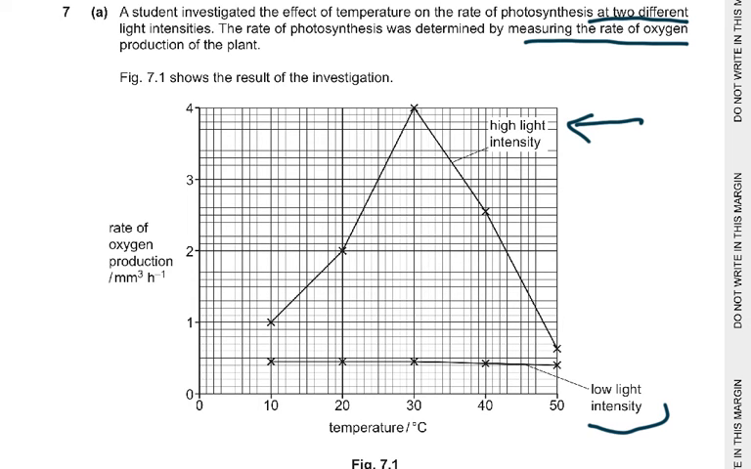And in high light intensity, at 10 degrees Celsius, it is 1, and then it keeps on increasing till 30 degrees Celsius, and then goes down and the rate starts to decrease.